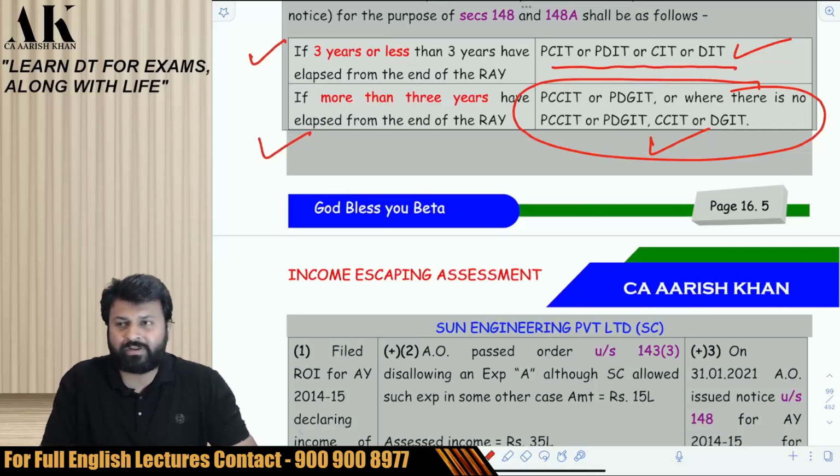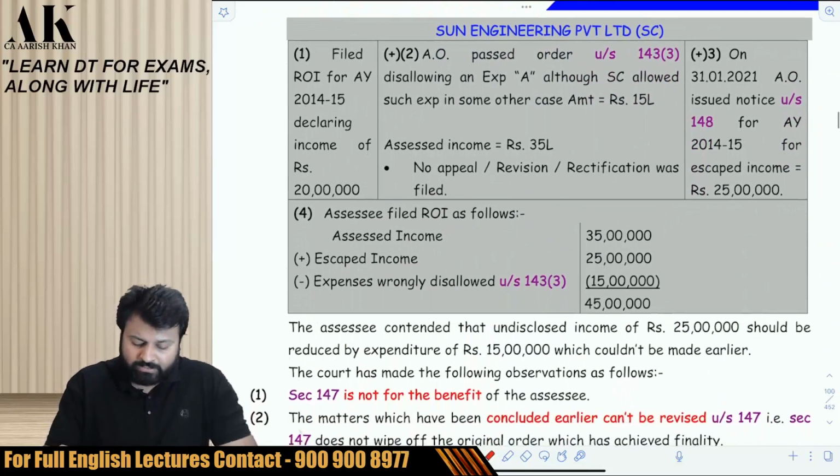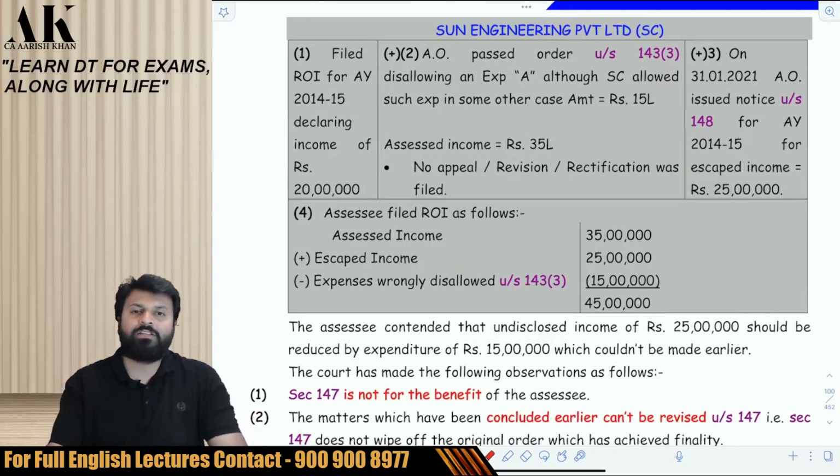It's not much important for exam. Okay. Now let's move ahead towards one very important case law of Supreme Court, that is Sun Engineering Limited. Now what is this case law all about? Let me tell you the facts.